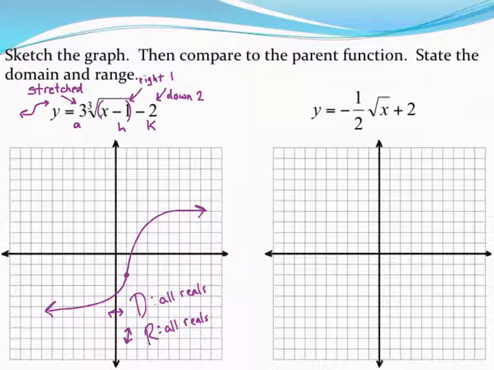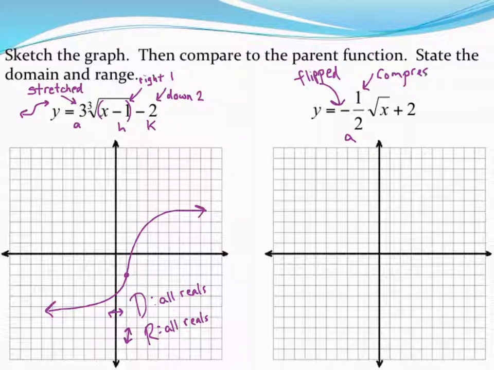Okay, let's do one more by hand, then we'll switch over and take a look at the graphing calculator stuff. So this time I see I've got a negative value in front. That negative A value is going to have the effect of flipping your graph around, so it's a reflection over the x-axis this time. The 1/2 is going to compress it, so it's not going to be nearly as tall.